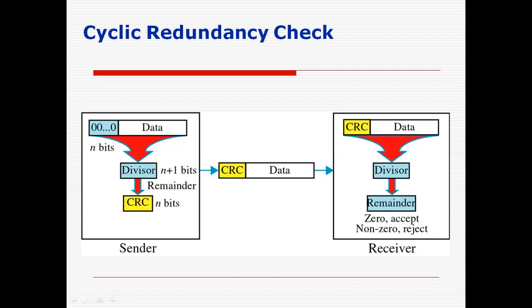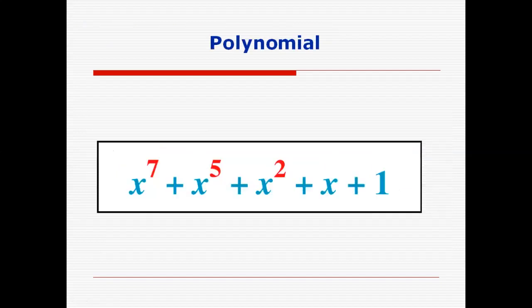Now on the receiver end, the receiver will use the same divisor. Then it will divide, that is, a modulo 2 division or modulo 2 subtraction. We will divide this data, and the main focus is on the remainder. If the remainder is equal to 0, it means there is no error. Other than 0 means definitely there is an error, and this data packet will be discarded. So this is an overview of the cyclic redundancy check.